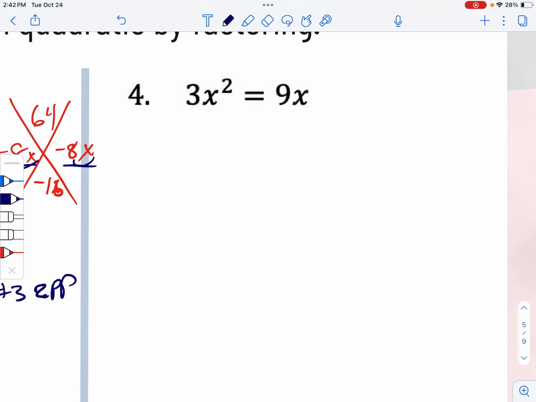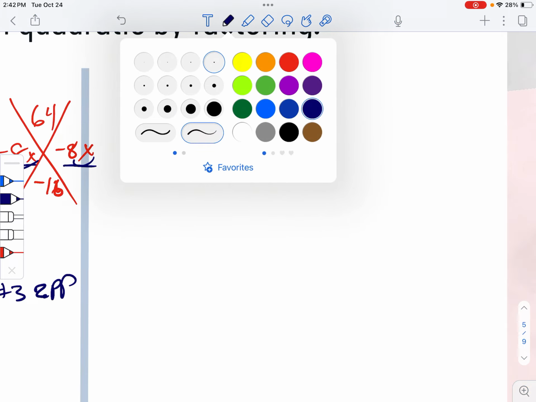What I would want you to do, hit pause and try this one. And then if you get stuck, then you can hit play again. But try and finish it, hit play. And if you do make mistakes, see where you made your mistakes. Okay, hit pause. And I'm going to solve this.